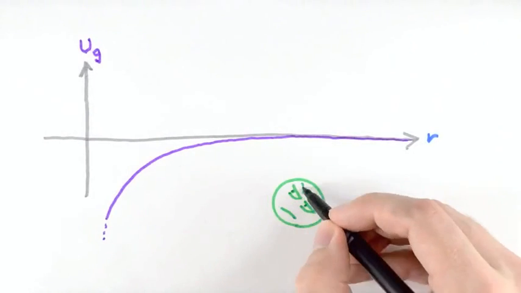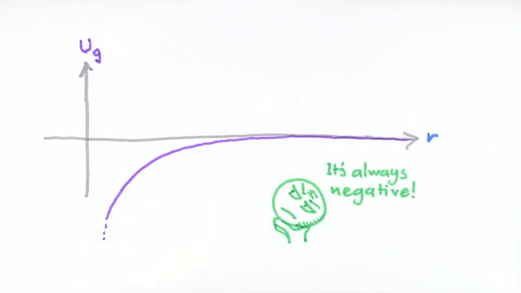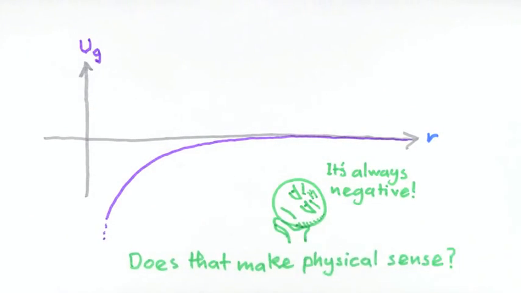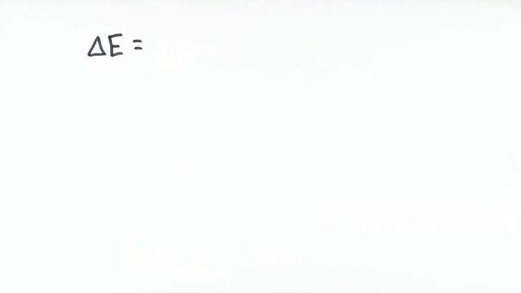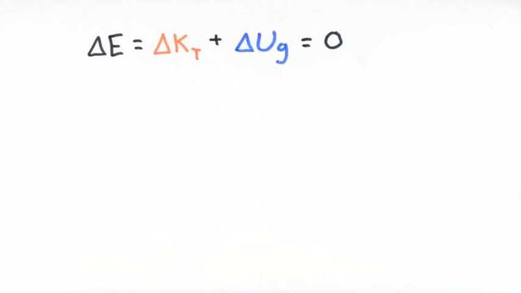It might strike you as weird that the potential energy is always negative. Let's explore this to see if it makes physical sense. First, let's write down the general form for our energy principle here for this situation. The change in total energy is equal to the change in the total kinetic energy plus the change in gravitational potential energy. And that must be equal to 0 since, in this example, there is no transfer of energy between the system and the surroundings.